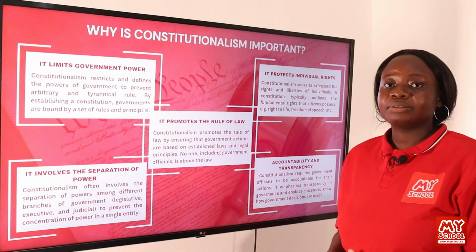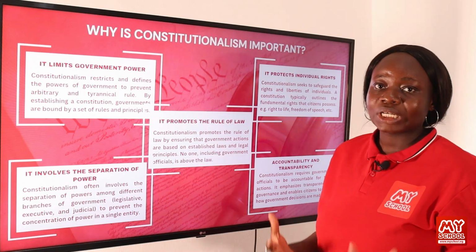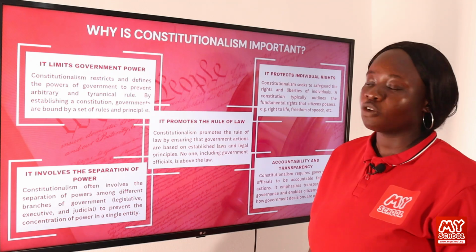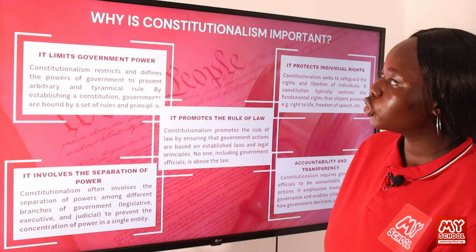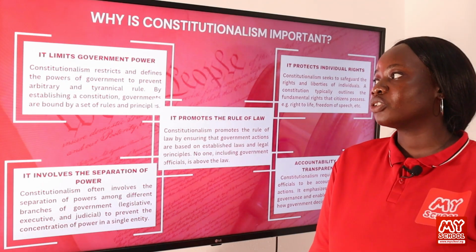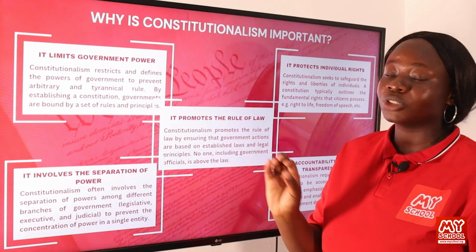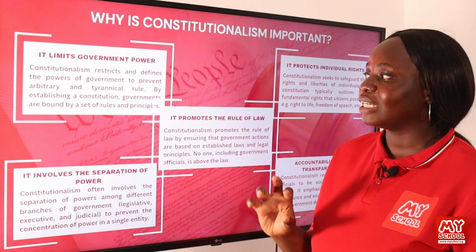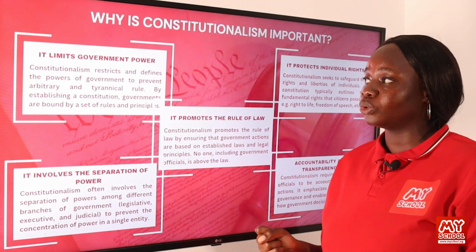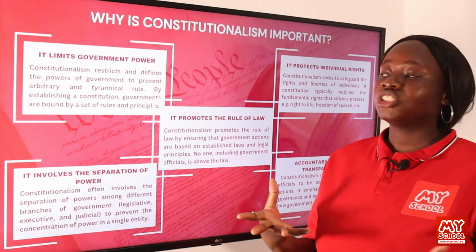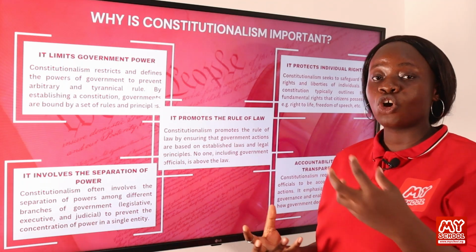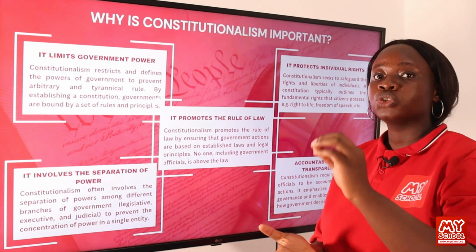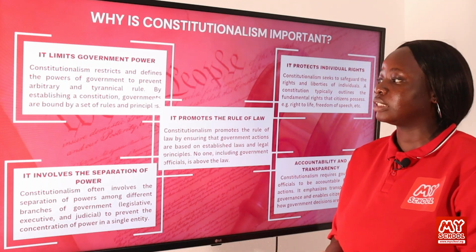Why is constitutionalism important? Why is it important to adhere to the dictates of the Constitution? One of the reasons is that it limits governmental powers. So constitutionalism restricts and defines the powers of government to prevent arbitrary or tyrannical rule. By establishing a constitution, governments are bound by a set of rules and principles. So when a constitution is established in a country, it prevents the government from having too much power. It helps to limit the powers of the government so that they do not abuse the rights of the citizens.